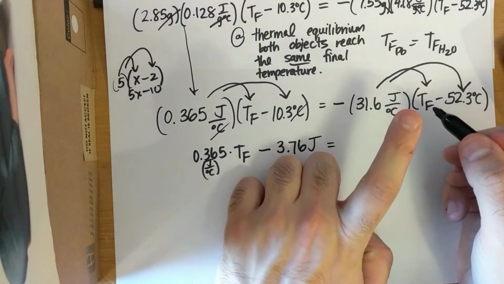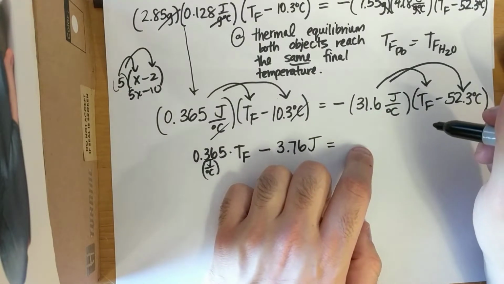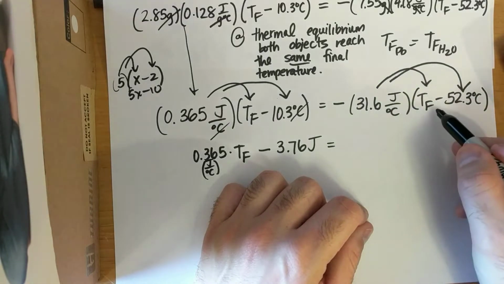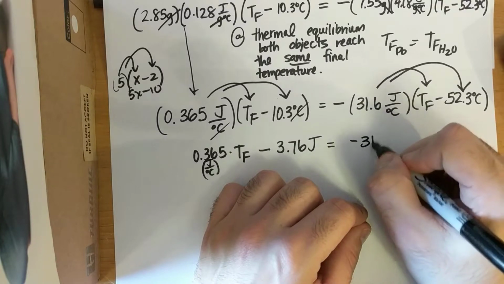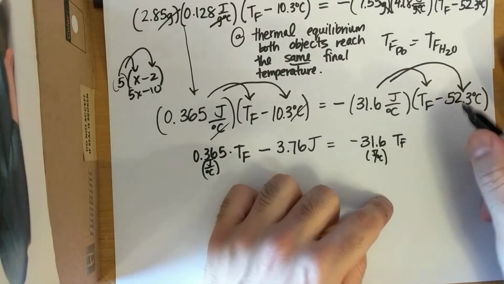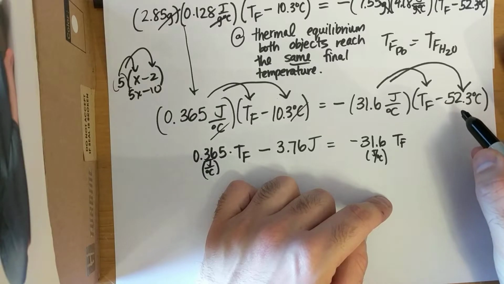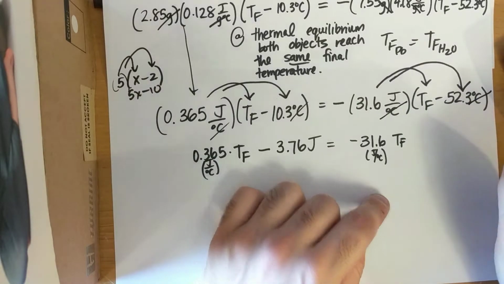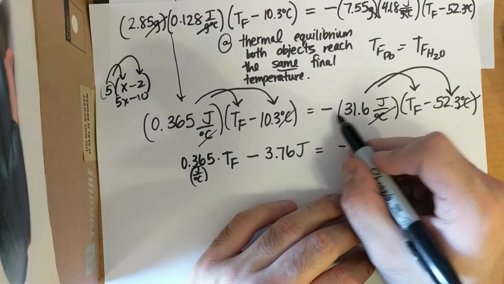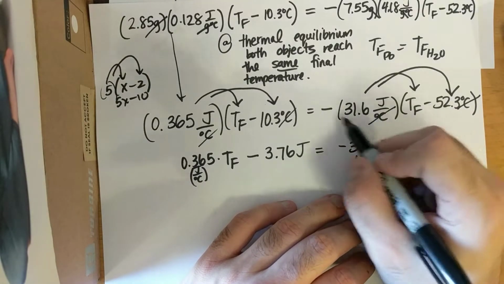Then I'll do, be careful. I have a minus sign here. There's a reason why we have the minus sign. If you don't have the minus sign here, you're going to get the wrong final temperature. So I'll do minus 31.6 times TF, and I get minus 31.6 TF with the units of joules per degree Celsius. And then I'm going to do minus 31.6 times minus 52.3 degrees Celsius. And remember, the degree Celsius will cancel out, okay? So if I do this, minus times minus is going to be equal to a plus. So negative, remember this minus, I distributed it over here.